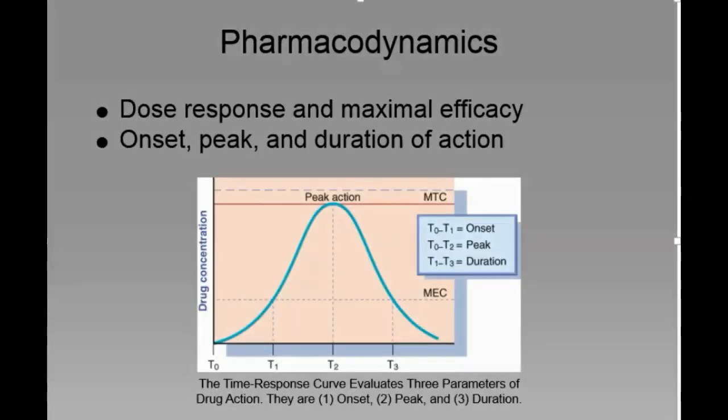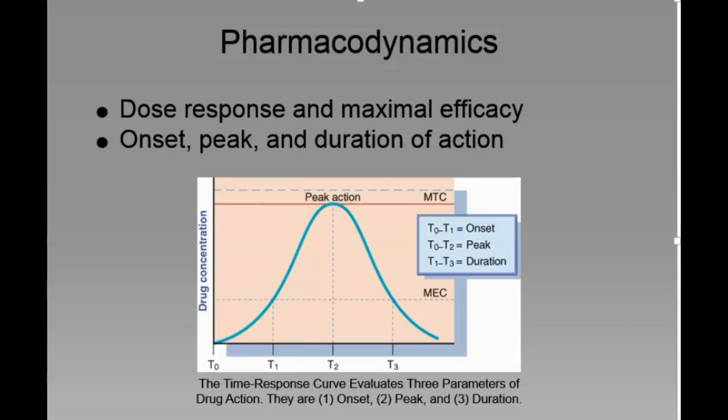One important aspect of pharmacodynamics is knowing the drug's onset, peak, and duration of action. Onset of action is the time it takes to reach the minimum effective concentration after a drug is administered. Peak action occurs when the drug reaches its highest blood or plasma concentration. Duration of action is the length of time the drug has the pharmacologic effect.